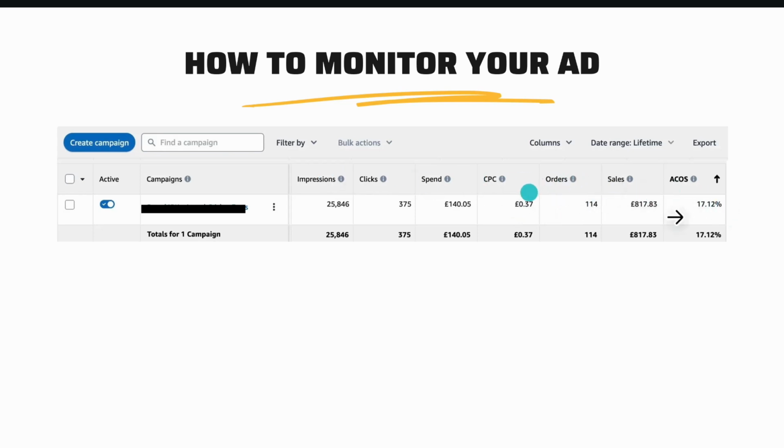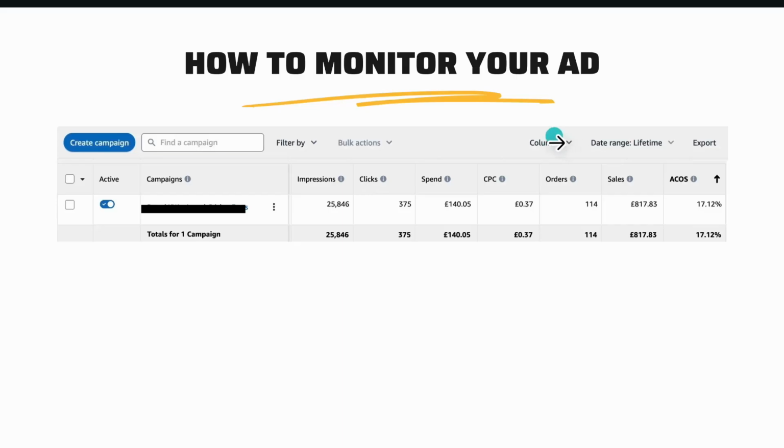Now these are generally the columns that I recommend that you select. In order to select these, all you want to do is go ahead and press this columns button, and it will basically give you a drop down of all of the different metrics that you can use. I recommend you always have these ones selected.